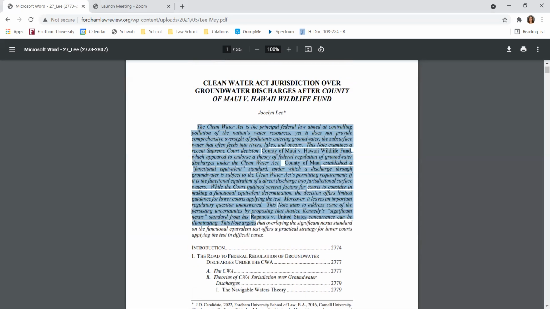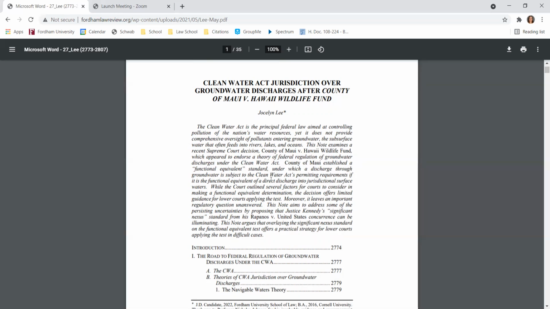So with that, I'm going to read this abstract and then we're going to talk about what the abstract should say in general. This abstract says: the Clean Water Act is the principal federal law aimed at controlling pollution of the nation's water resources, yet it does not provide a comprehensive oversight of pollutants entering groundwater, the subsurface water that often feeds into rivers, lakes, and oceans. This note examines a recent Supreme Court decision, County of Maui versus Hawaii Wildlife Fund, which appeared to endorse a theory of federal regulation of groundwater discharges under the Clean Water Act.